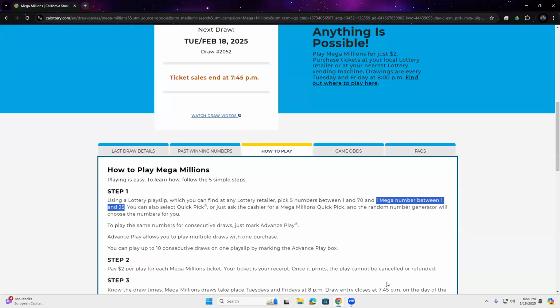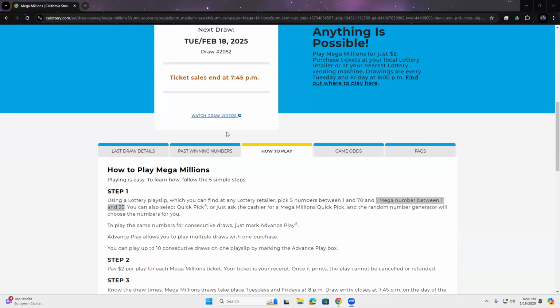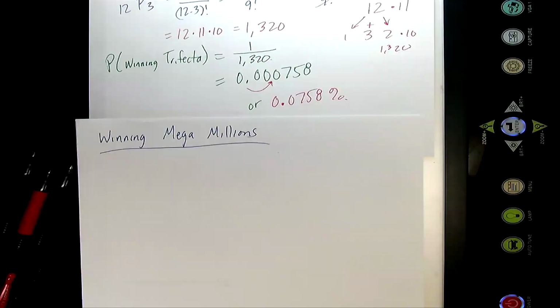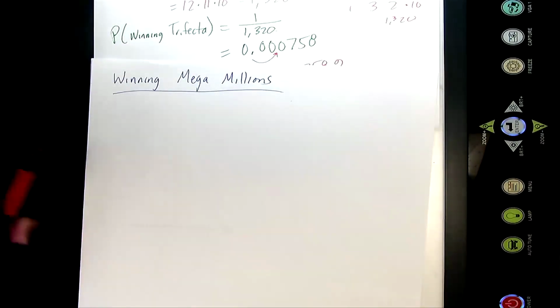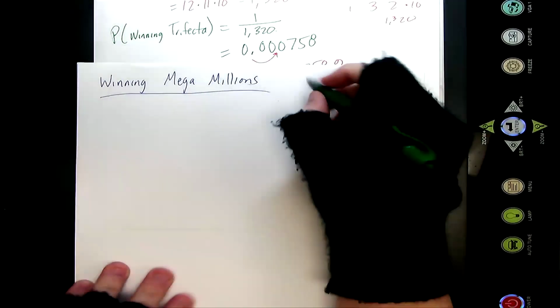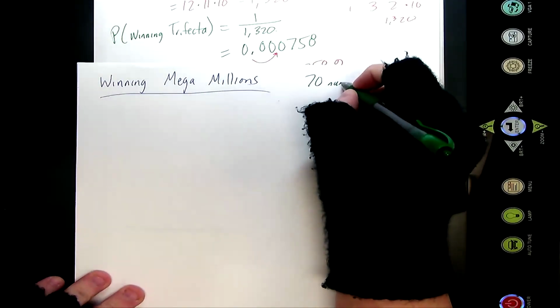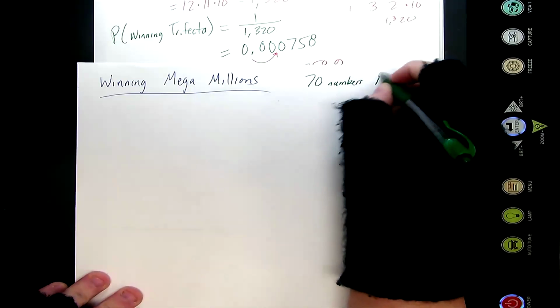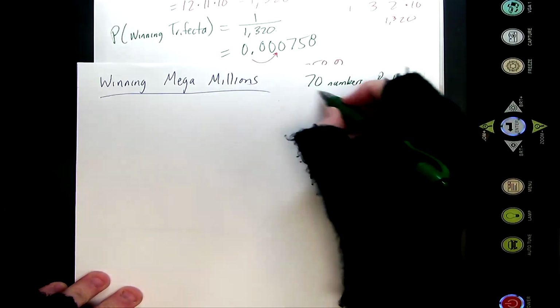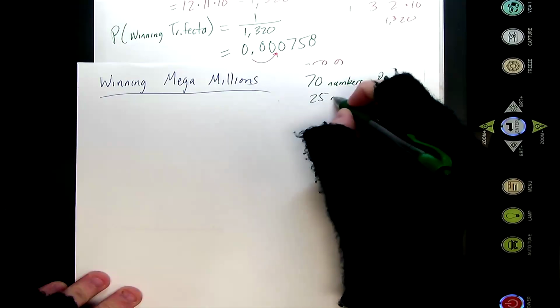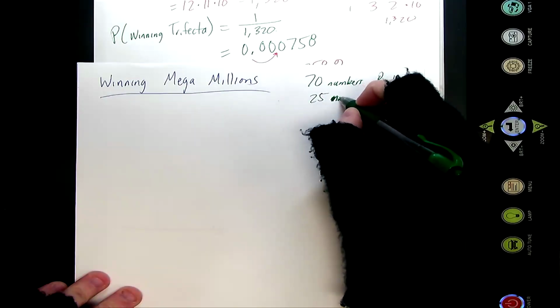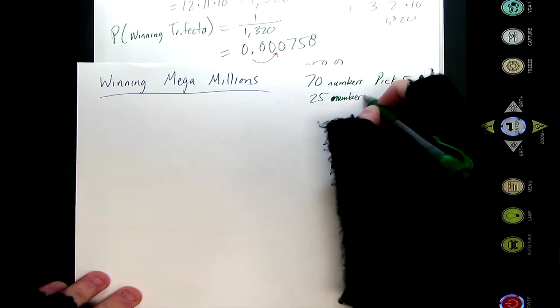Alright, let me go back to the other camera. So 70 numbers, pick 5, and 25 numbers, pick 1.